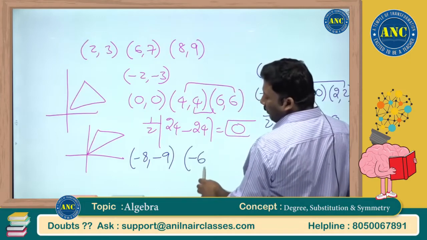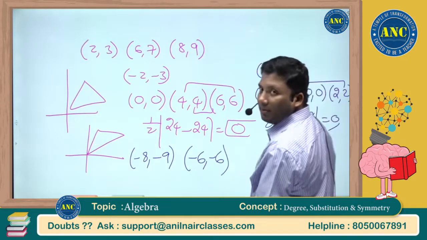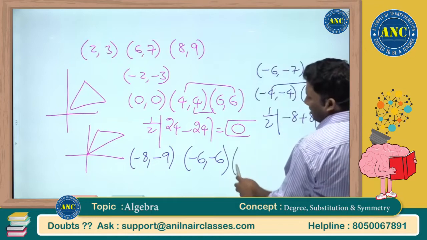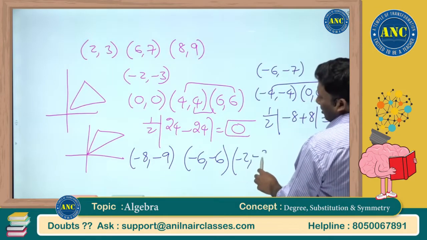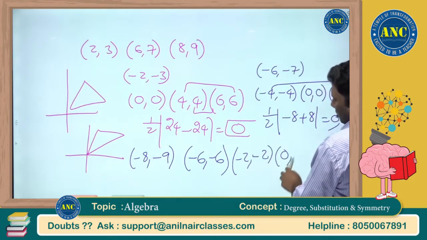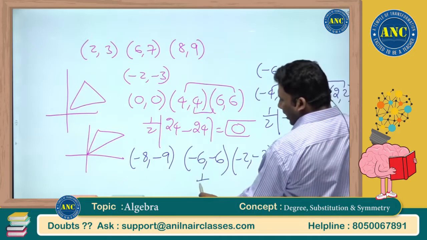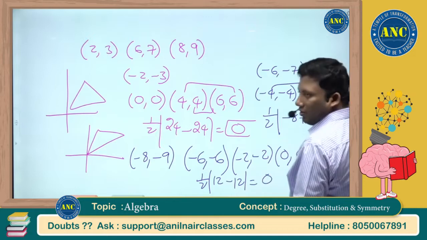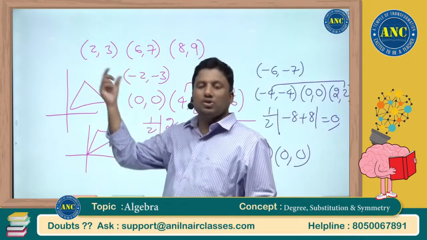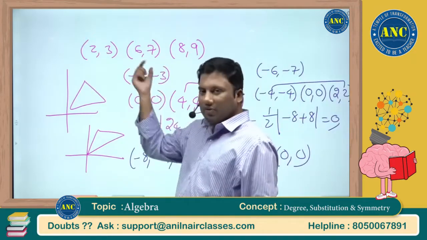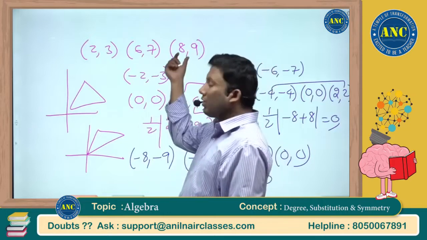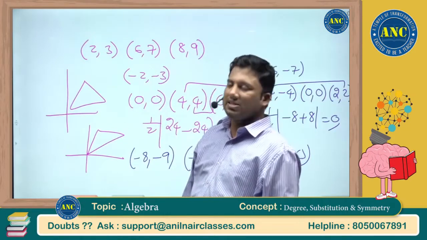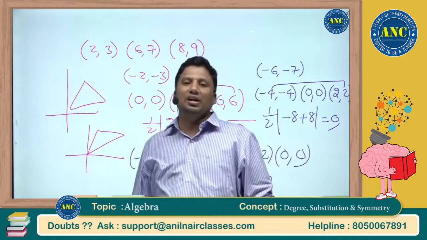2 minus 8 is -6. 3 minus 9 is -6. 6 minus 8 is -2. 7 minus 9 is -2. It is 0, 0. Half of x1 y2 minus x2 y1 is also 0. You can shift it with -2, -3, with -6, -7, with -8, -9, or with any other value.